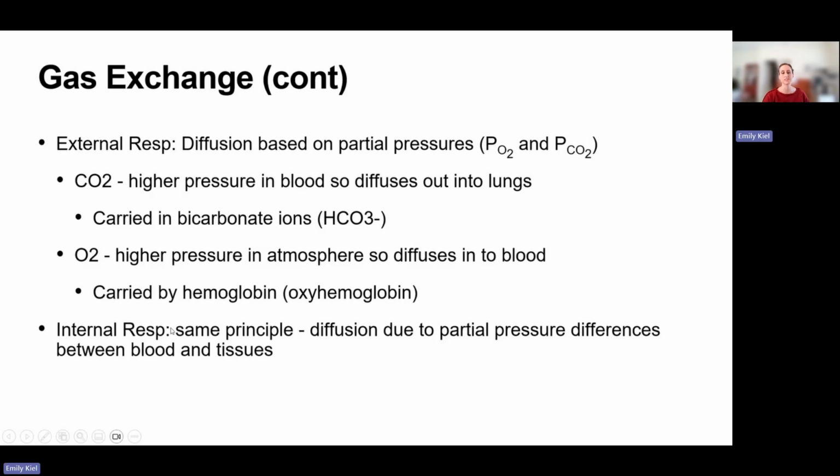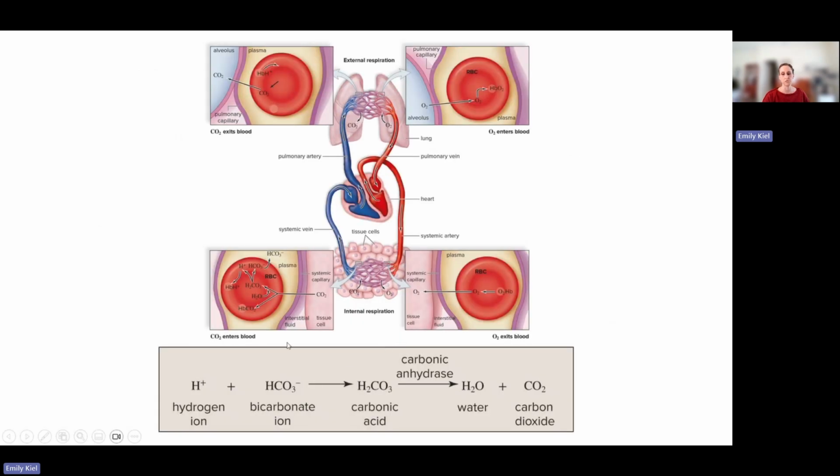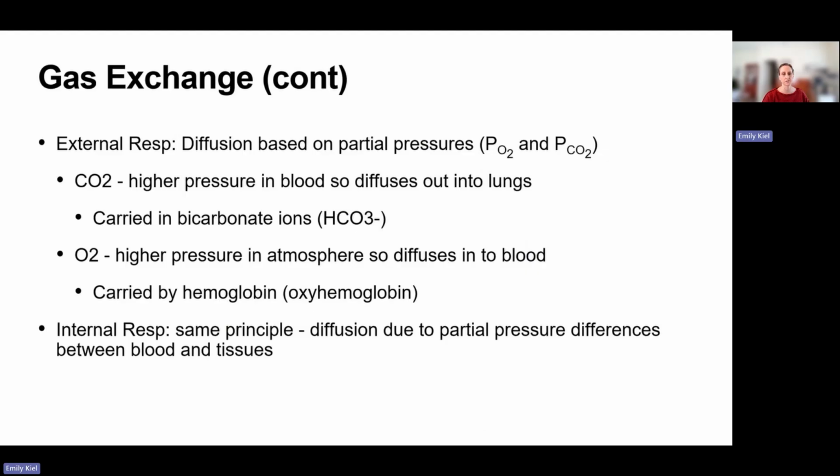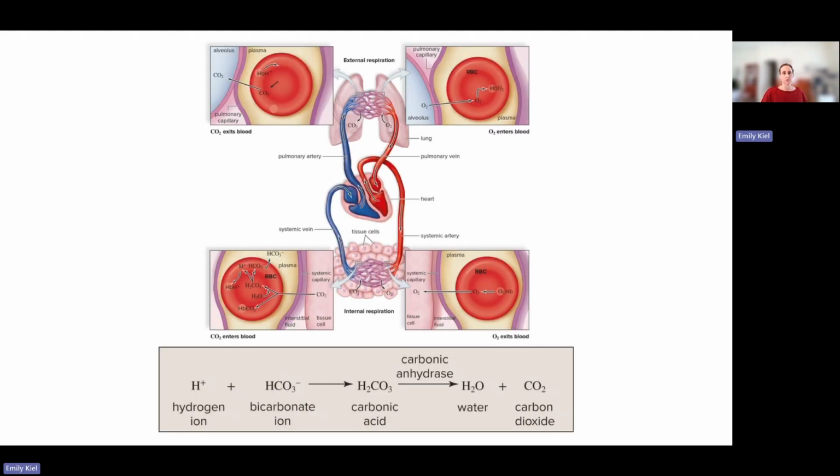Internal respiration, exactly the same principle. Just the gases are moving a different direction, and it's due to the partial pressure differences between blood and tissues. So here we're seeing that movement: here the external respiration, here the internal respiration. We've got carbon dioxide here on the left side, oxygen on the right side. What I really want to point out here is how carbon dioxide is handled and managed.